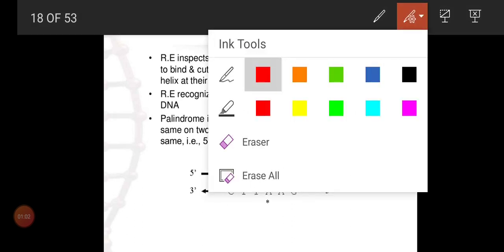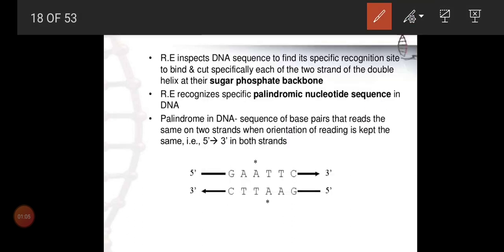Now look at the slide. Restriction endonuclease inspects the DNA sequence to find its specific recognized site to bind and cut specifically each of the two strands of the double helix at their sugar phosphate backbone. Here you want to remember, exonuclease and endonuclease never cut both the strands. Only restriction endonuclease will cut both the strands. And if they need to cut both the strands, it means they need to recognize which area they need to cut. Okay, so this restriction endonuclease has some specific characters.